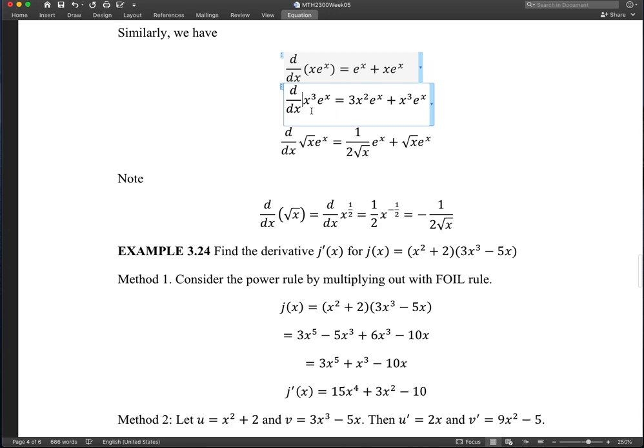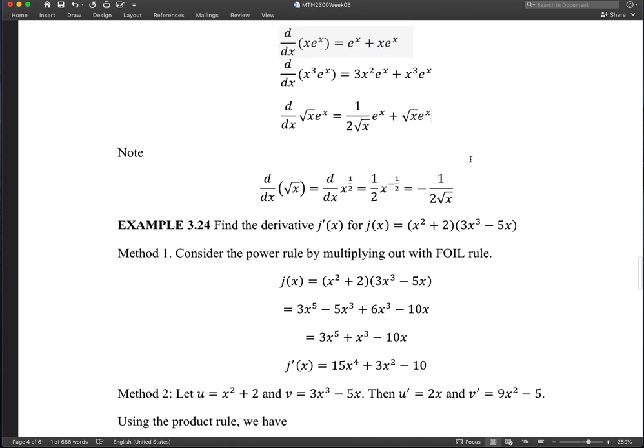Take the derivative of x cubed times e to the x. So derivative of x cubed, that's 3x squared times e to the x. And the derivative of e to the x is itself. I'm taking u as x cubed, v as e to the x. So it should match precisely. This part is u prime v plus u v prime.